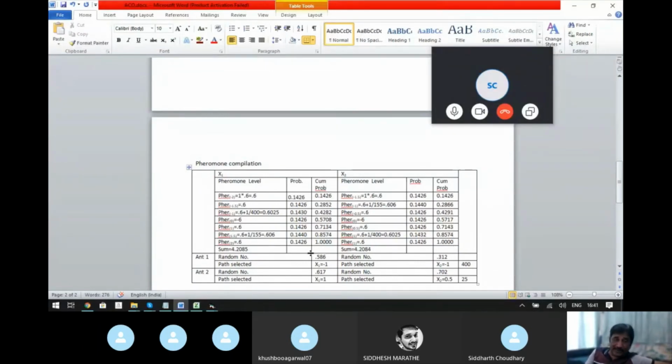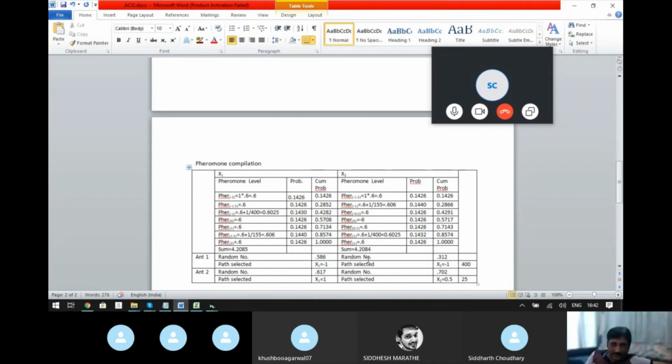Now what we need to do again is the same thing. Fire a random number for ant 1 on the x1 side. That random number is 0.586, and placing it, it falls between 0.5708 and 0.7134. Thereby I get the value of x1 equal to -1.